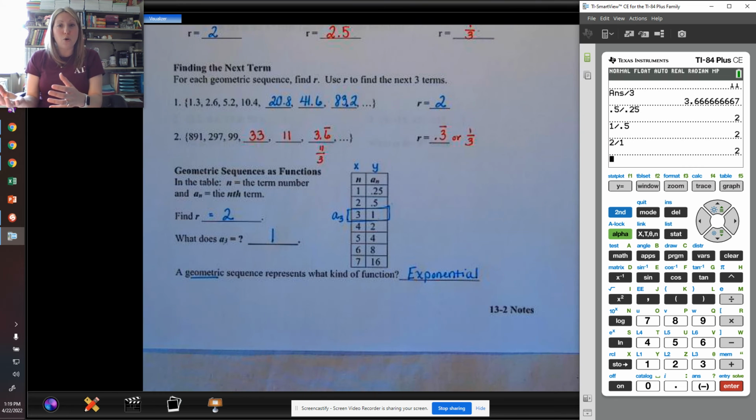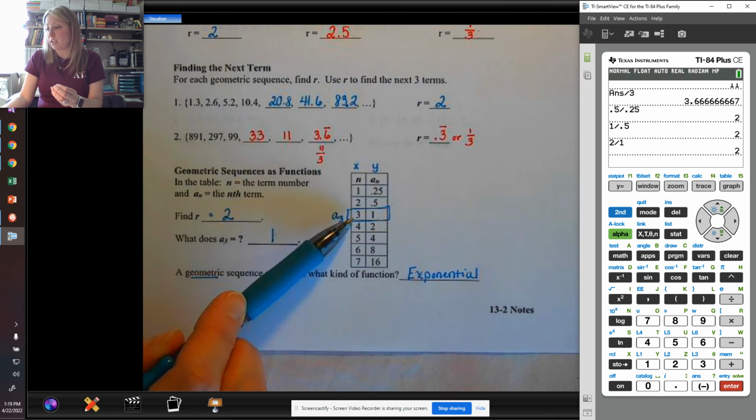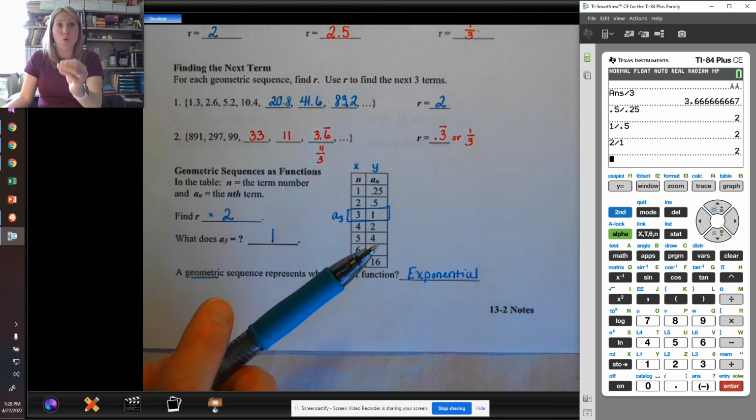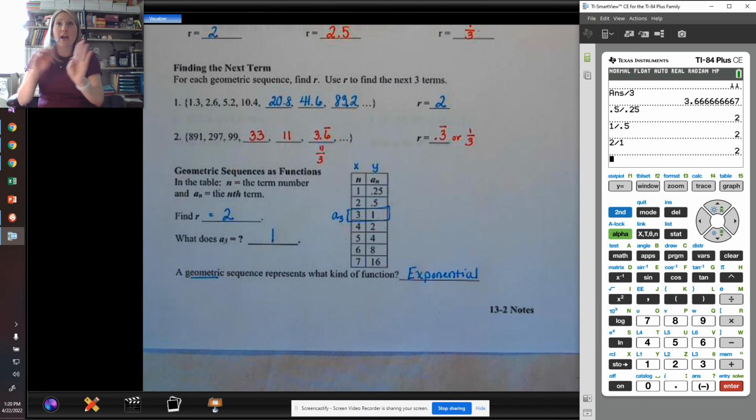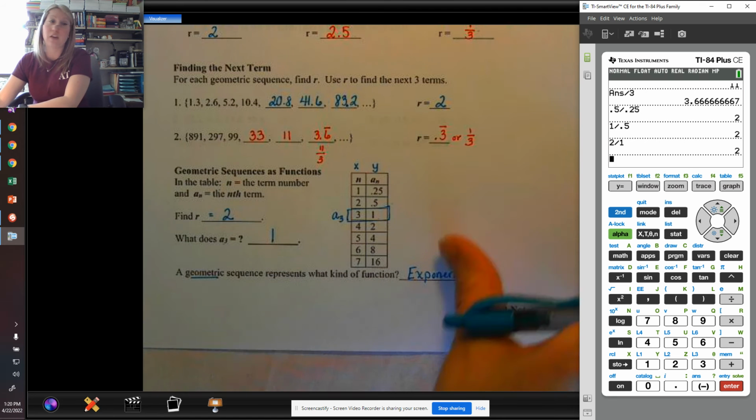Now, if I were to go and graph this, I would just remind you that this would be discrete on our graph. We would not connect our points because there are no terms in between each of these terms. There are whole number terms only, so we cannot connect and pretend that there are fraction and decimal terms in between. Those do not exist. So this would be considered a discrete graph if we were to do it.